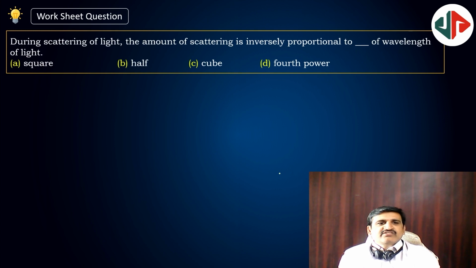During scattering of light, the amount of scattering is inversely proportional to the dash of wavelength of light. The fourth power of wavelength of light. This is Rayleigh scattering law.